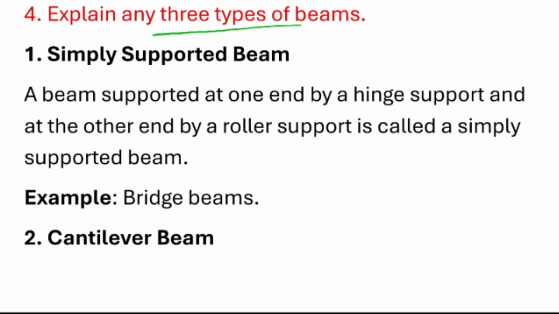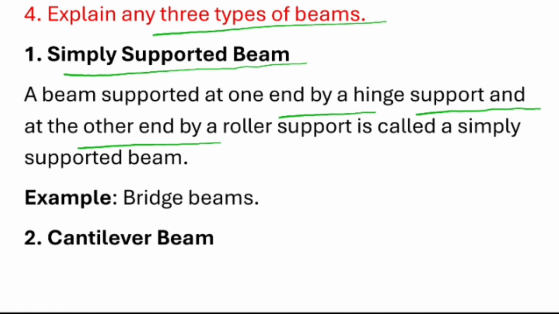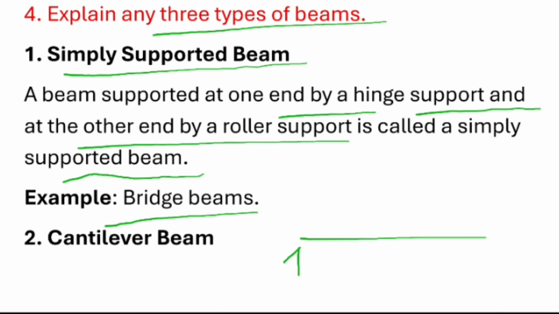Next is: explain any three types of beam. The first one is a simply supported beam. What do you mean by simply supported beam? The beam is supported with one end a hinged support and another end a roller support. This we call a simply supported beam. You can give an example: a bridge beam. This is the beam, with supports at both ends, which we call a simply supported beam.